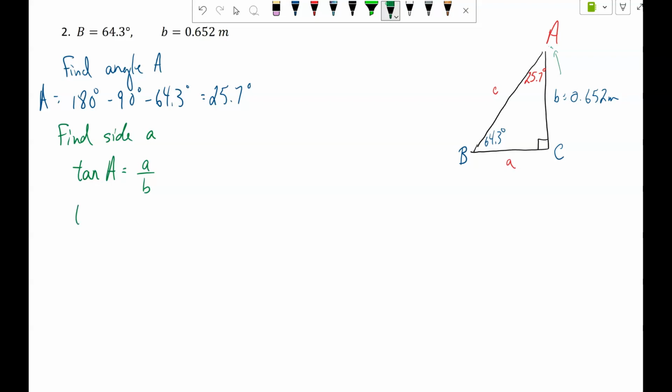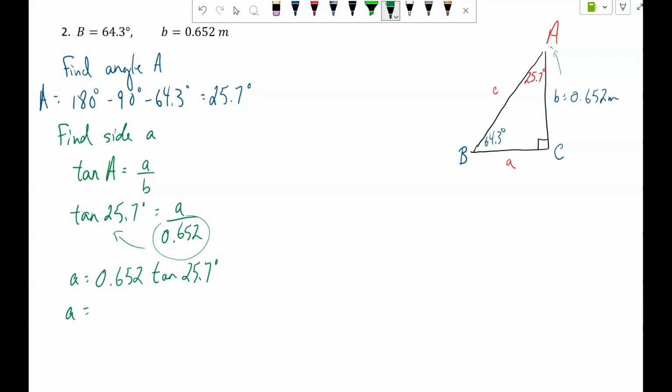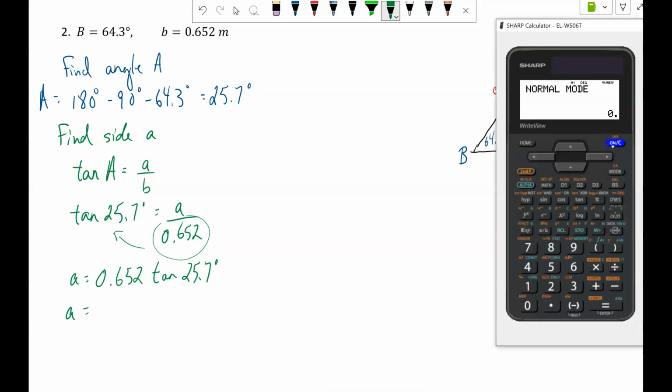So now we'll just put the numbers in. Tan of 25.7 equals A, unknown, over 0.652. Solve for A means we just have to take this value and multiply it up here. So A is equal to 0.652 times the tan of 25.7 degrees. Type that in the calculator exactly as I wrote it. 0.652, and you can press multiply, but you don't need to. Tan 25.7.